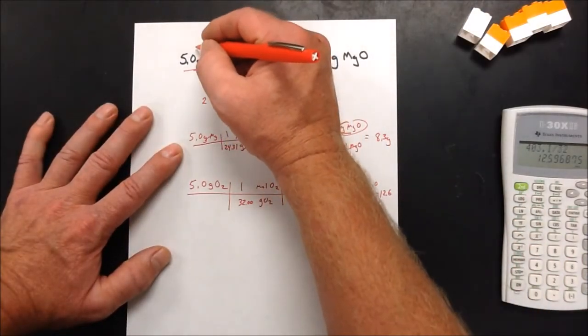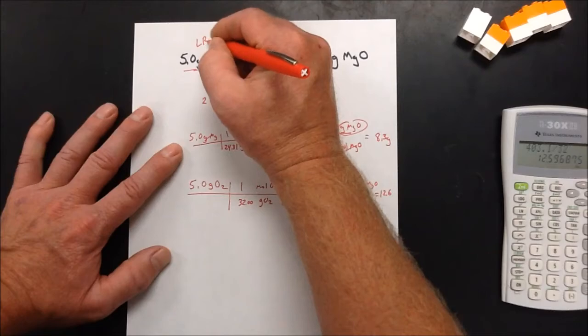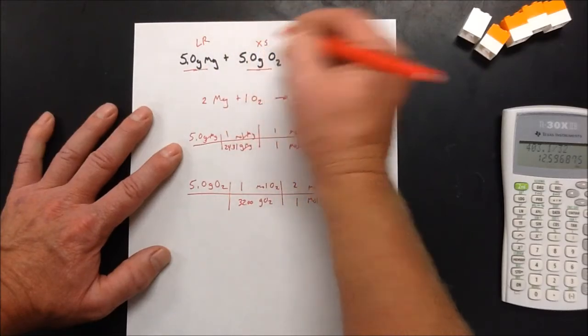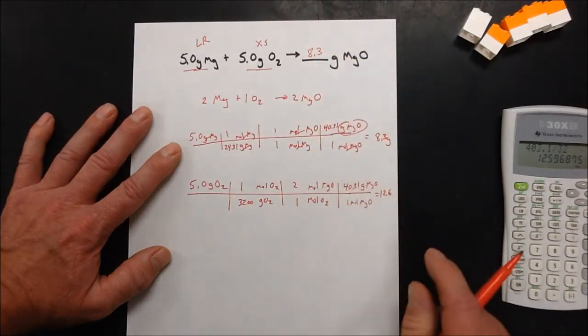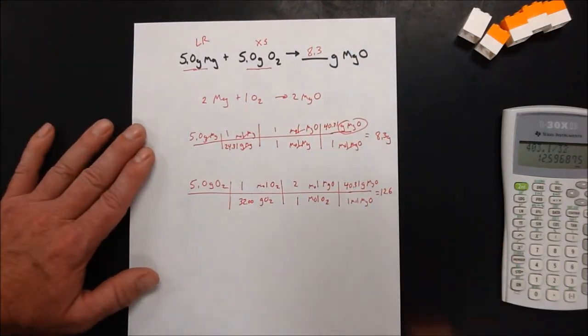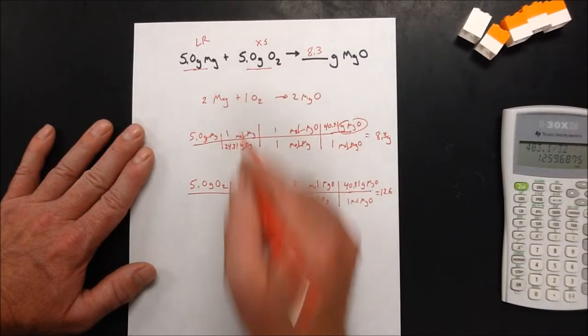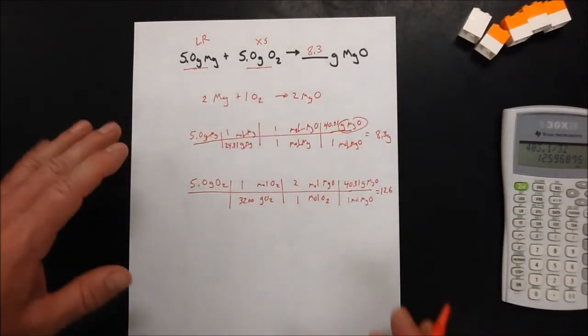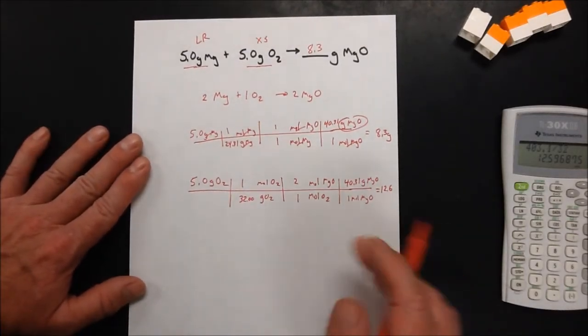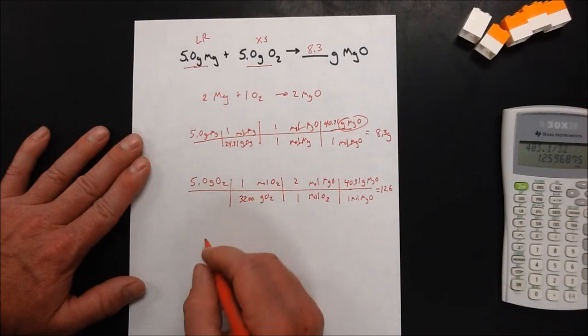That tells me that the 5 grams of magnesium is my limiting reactant. The oxygen is excess. My answer is 8.3 grams of magnesium oxide. I want to go ahead and verify that. I want to see how much oxygen is left there. If I were going to draw this, do some kind of a particle view drawing, I would want to know not only how much product I get, but how much excess oxygen reactant would still be present.